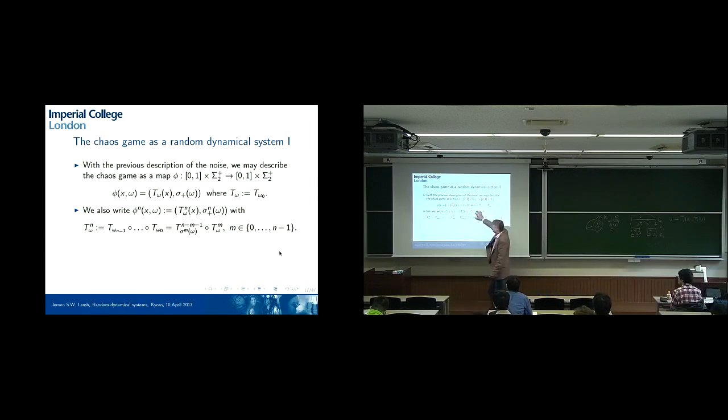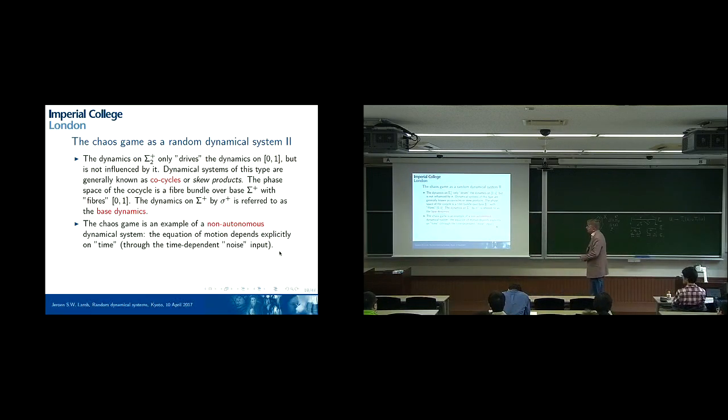So this is really the game we play. You could say, I pick omega from the symbol space, a long sequence of 0s and 1s, and then I'm going to play this game: 0, 1, 0, 1, 0, 1, 0, 1. And this is not the Markov process that I first described.